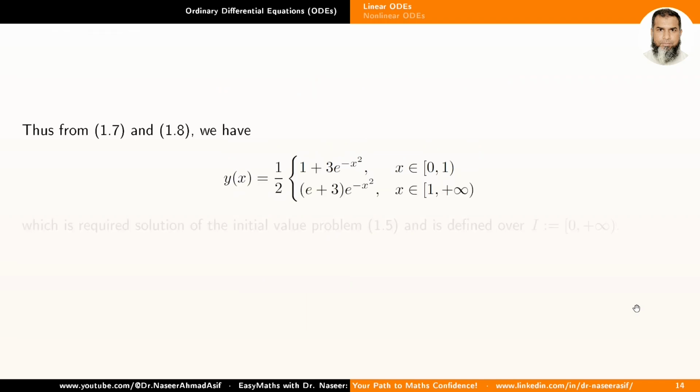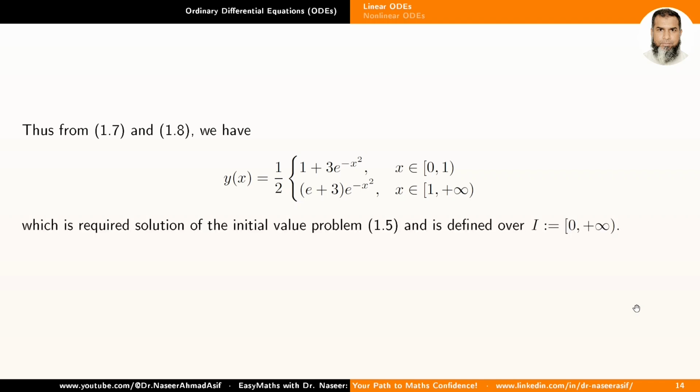Now from equations 1.7 and 1.8, we have y(x) = 1/2 (1 + 3e^{−x²}), where x belongs to [0, 1). And y(x) = 1/2 (e + 3) e^{−x²}, where x belongs to [1, +∞), which is the required solution of the initial value problem 1.5 and is defined over [0, +∞).